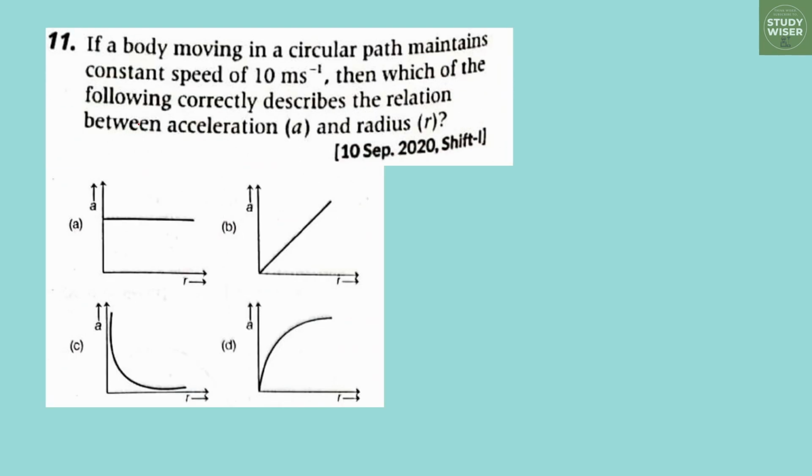Now diving into the next question. If a body is moving in a circular path maintains constant speed at 10 meter per second, which of the following correctly describes the relation between A and R? మనకు A కి R కి రిలేషన్ ఏంటి? A is equal to V square by R. అంటే ఇక్కడ V కాన్స్టెంట్, దట్ అంటే A is inversely proportional to R. So option C is the correct. A increases, R decreases.